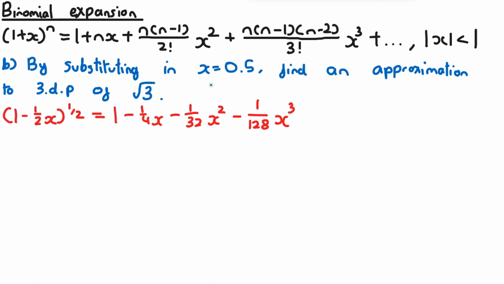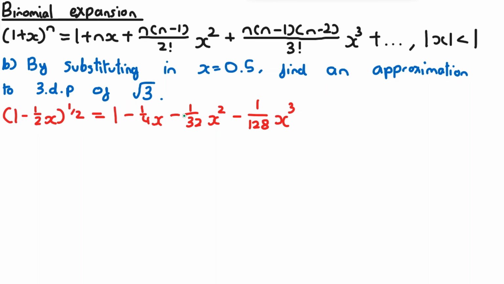So for part B, this is a really common exam question they like to ask for this chapter, and I used to get this question wrong all the time at A-level, because I think it's a bit of a misleading question with the way it is written, so I'd be really careful with this and remember how it works. What the question is asking is, by substituting x is equal to 0.5, it wants us to find an approximation of root 3.